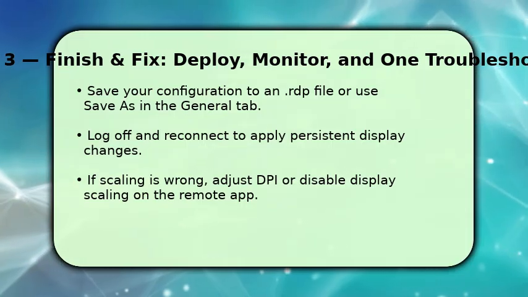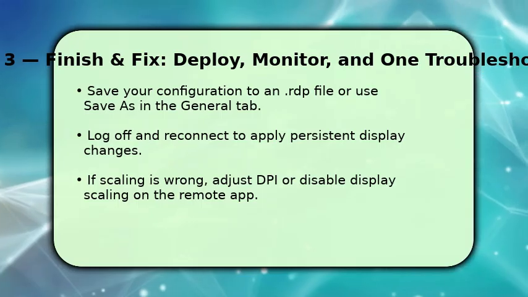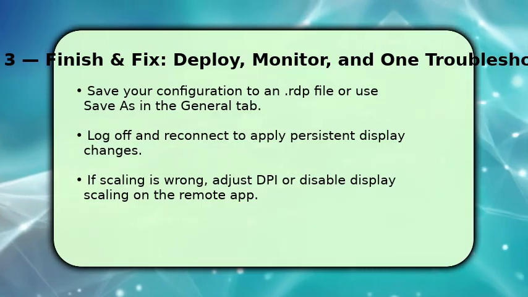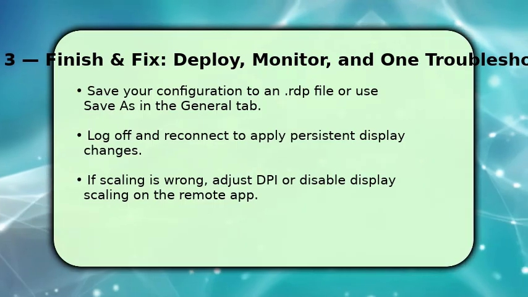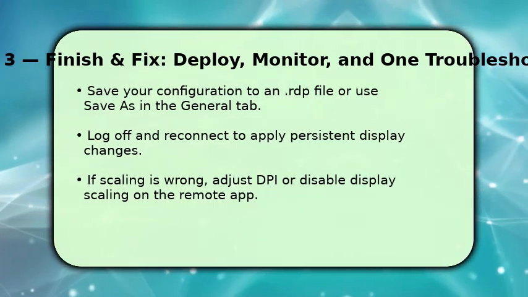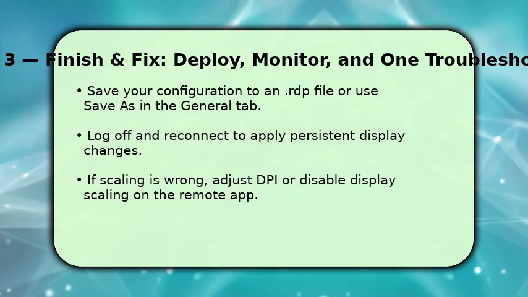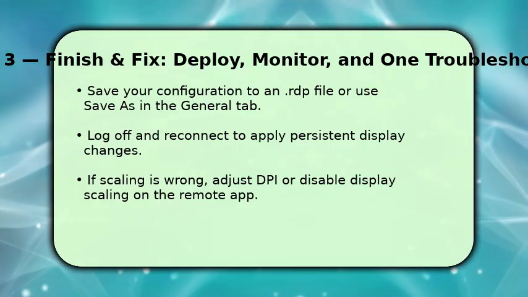If things still look blurry, make sure DPI scaling matches between machines, or right-click the RDP executable, go to Compatibility, and disable display scaling on high DPI settings. This troubleshooting step fixes most.